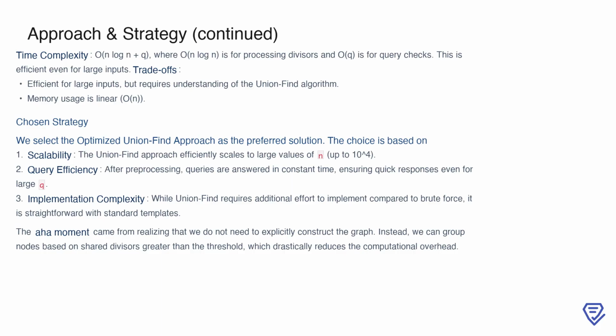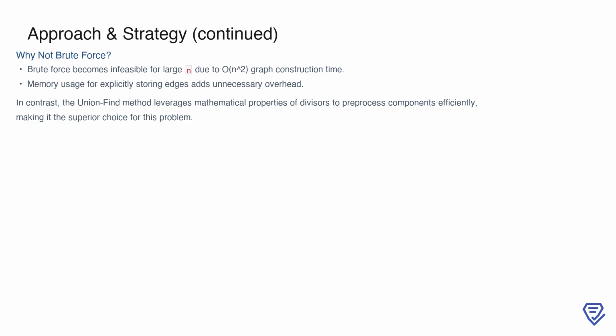The key insight lies in recognizing that we can group nodes based on shared divisors greater than the threshold, significantly improving performance and reducing computational effort. Finally, let's reflect on why the brute force approach is not ideal. The main issue is its inefficiency for large n due to the O(n^2) time complexity required to construct the graph. Additionally, storing all edges explicitly introduces unnecessary memory overhead.